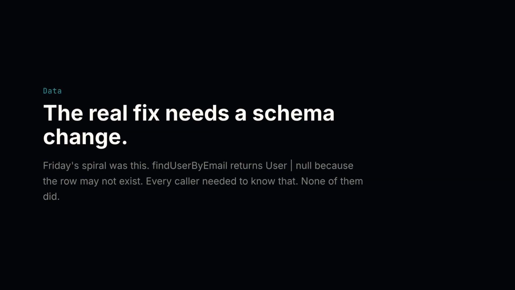Next is data. The real fix needs a schema change. This was Friday. findUserByEmail returns user or null because the database might not have a matching row. Every caller had to handle that, but none of them did. The fix isn't in the consumers, it's in the shape of the data the schema produces.